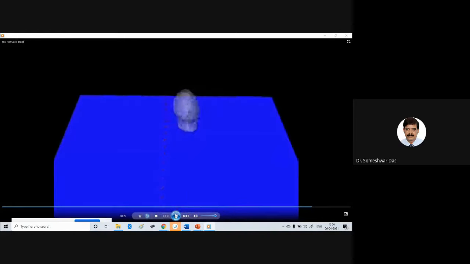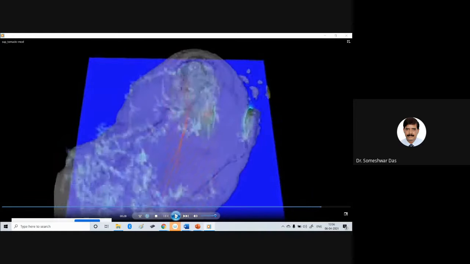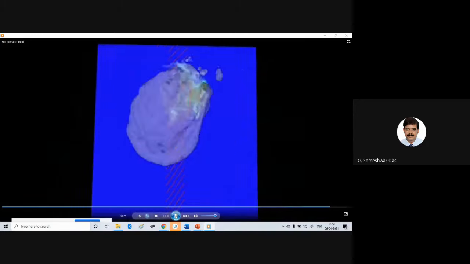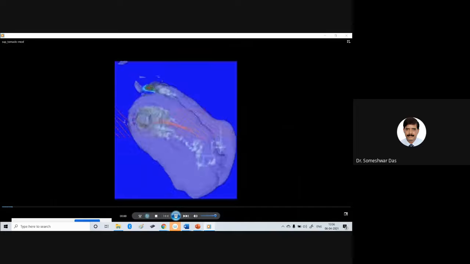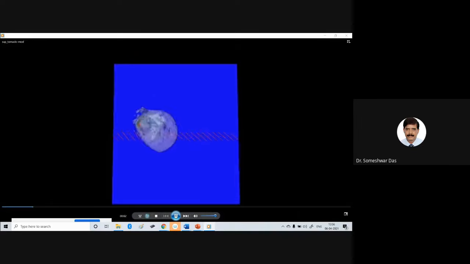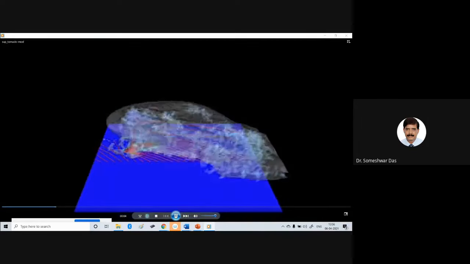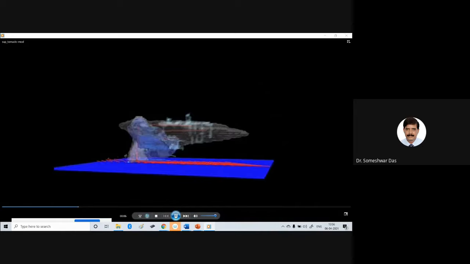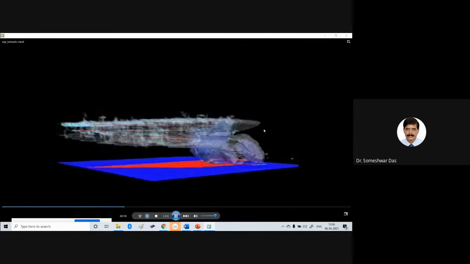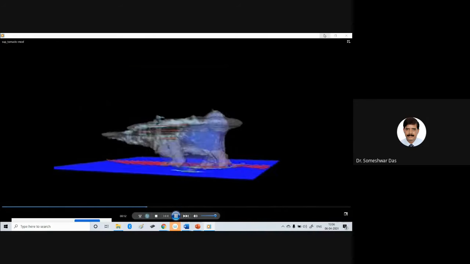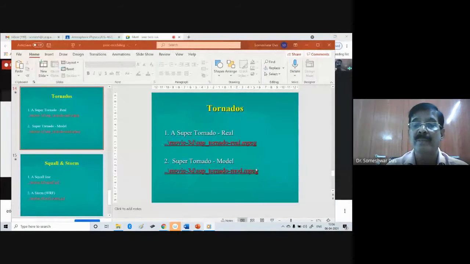Now this is a view from the top. You go above the tornado's top, and this is how it looks. So this is the animation or simulation of a tornado using a numerical model. I think this was simulated using the MM5 model. Quickly I'll go to the next simulation because we don't have much time.